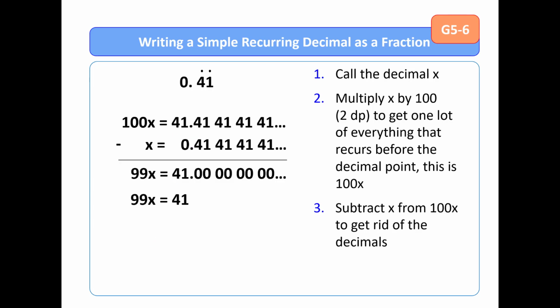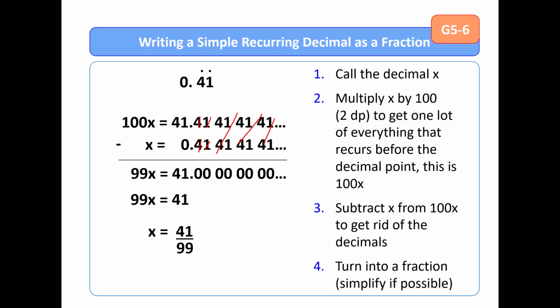And you can see here, these decimals here will cancel out because they're all lined up and matching. So that would all just cancel. That's why I get left with 99x equals 41. Then all you need to do is turn into a fraction and simplify if possible. That's divided by 99 on both sides.